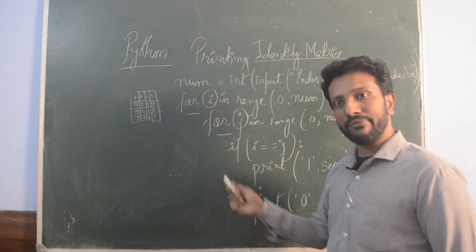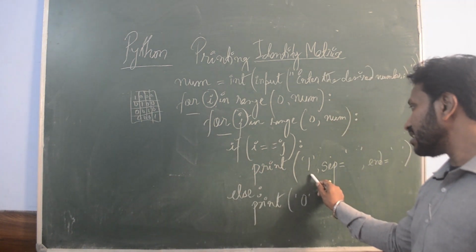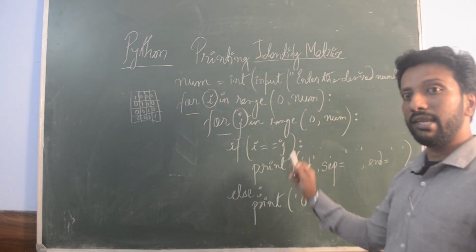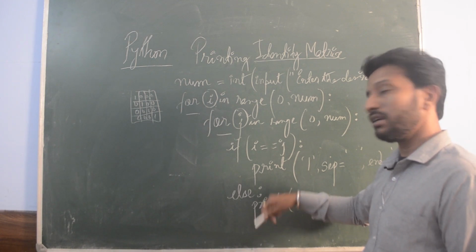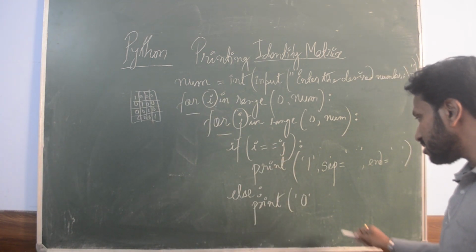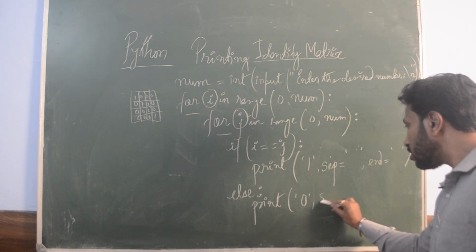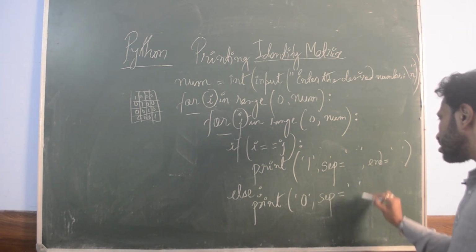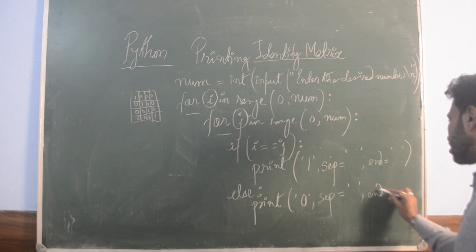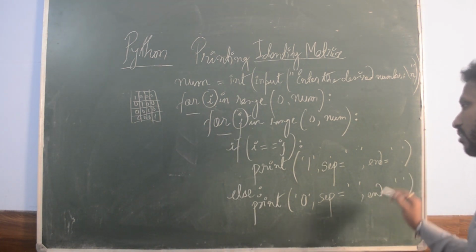So in case of the if statement, it will print 1 whenever I and j are equal, and in case of the else statement, it will print the contradiction, the opposite. So what will happen is 0 when the separator is equal to this empty string and end is equal to this empty string. So now it is done.